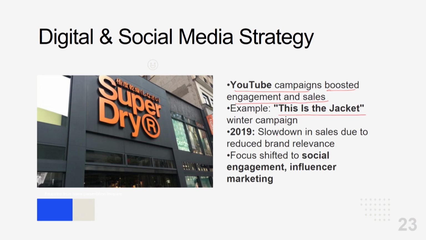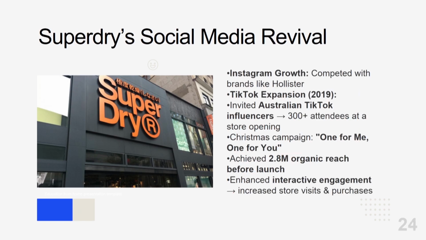Similarly, in 2019, when the slowdown happened in sales, the economic downturn, they reduced the brand's relevance, and the brand therefore focused its shift to social engagement and influencer marketing, because that was pushing people to experience the brand, the products, etc., walk into a store, maybe order online. So the influencers and social engagement aspects helped push that particular brand in a growth direction.